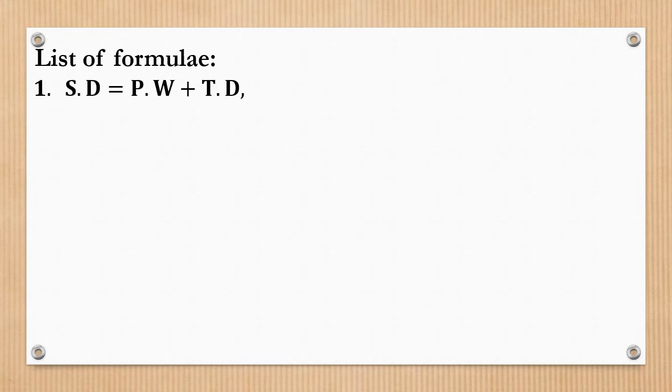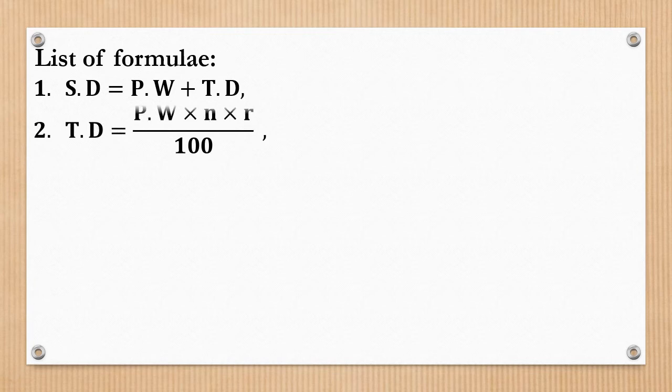Let us see the formulae used in this part. First one is sum due is equal to present worth plus TD, that is true discount. Next, true discount is the interest calculated on present worth. So we can use the simple interest formula PW into NR upon 100. Instead of P, we use PW here.